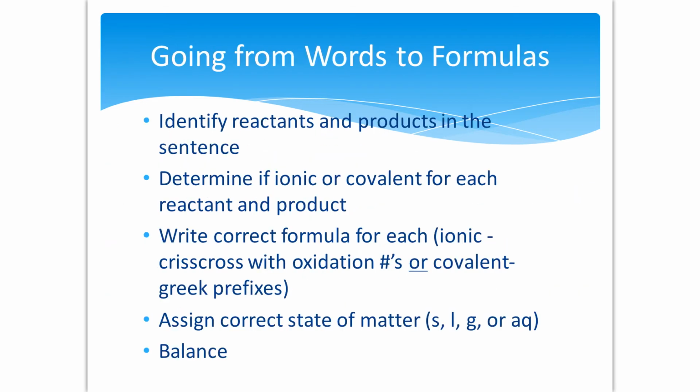If we're going from words to formulas to write our reaction equation, there are a couple of guidelines. You have to identify the products and reactants, and determine if each is ionic or covalent. That's going to be important when you start to make the formulas. Write the correct formula for each. Remember, for ionic we use the crisscross rule and the oxidation numbers, and for covalent we use the Greek prefixes. Then assign the correct states of matter: s for solid, l for liquid, g for gas, or aq for aqueous, and then balance them.